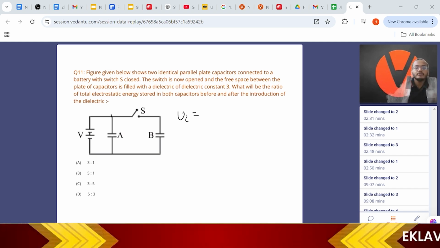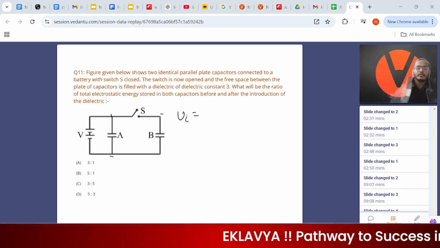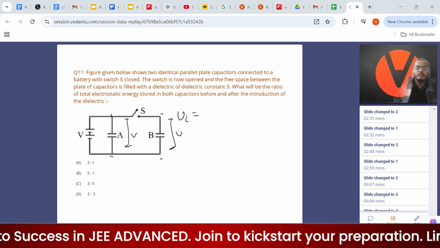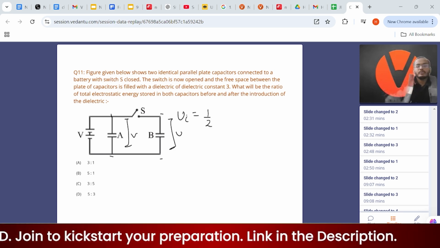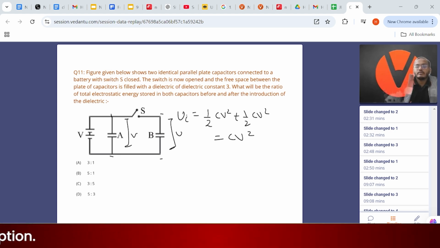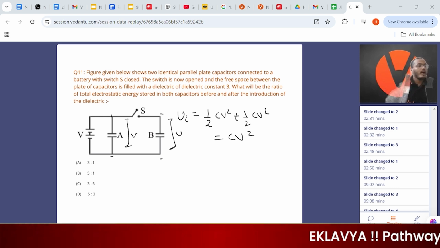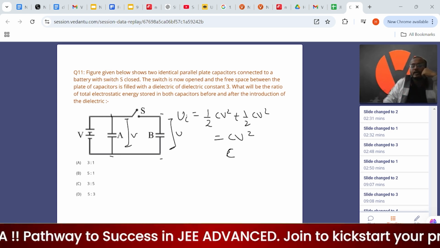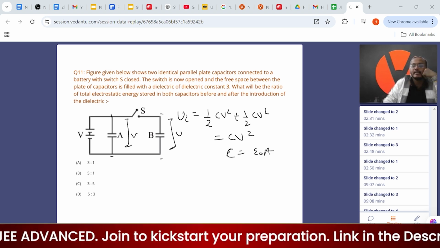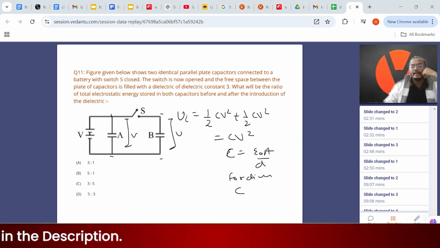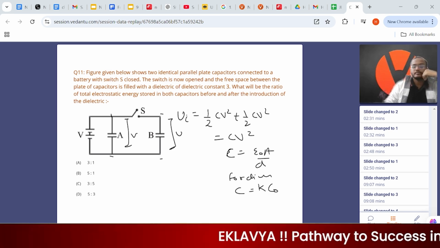So initially energy is equal to, we all know, half CV square, and since both are in parallel, they will both have the same potential V. So it will be equal to 1 by 2 CV square plus 1 by 2 CV square, which is CV square. Now, we all know that C is equal to epsilon naught A by D for vacuum, but for dielectric, C new will be equal to K C naught.